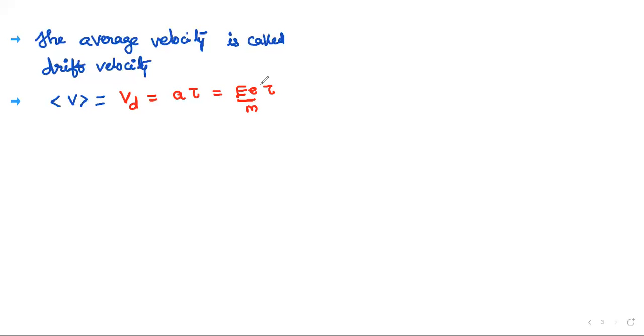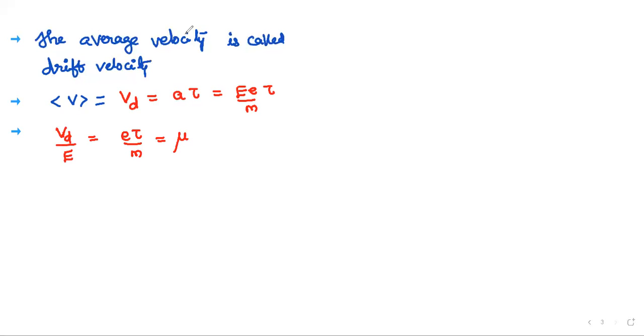Now look here. This is actually the average time, that is a constant. E is constant, m is constant. If you change E, accordingly drift velocity changes. So if you take the ratio in the next step, whose ratio? Vd to E. This ratio is actually E tau by m. It is defined as the mobility of electron inside.